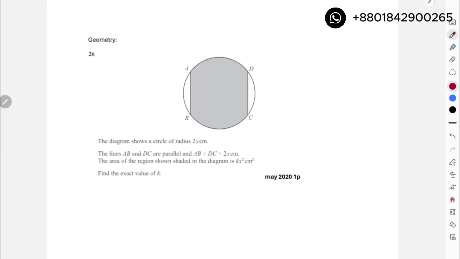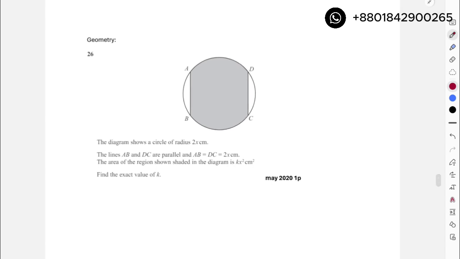So in this geometry again, this is not exactly geometry. This is slightly related to mensuration also, right? But let's anyway solve this over here.